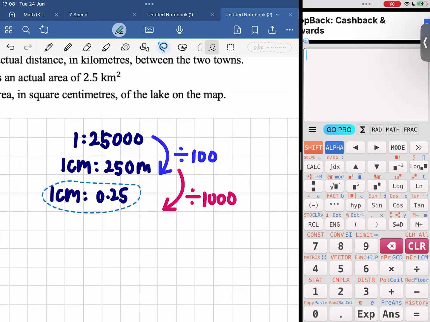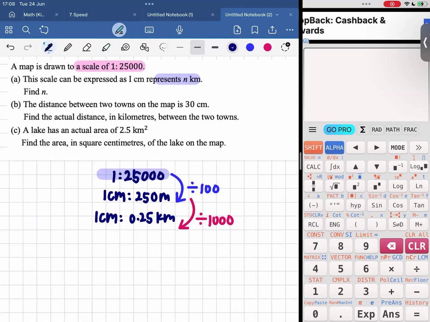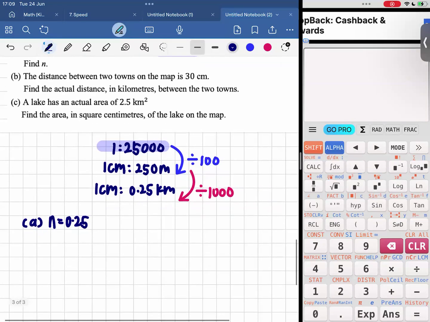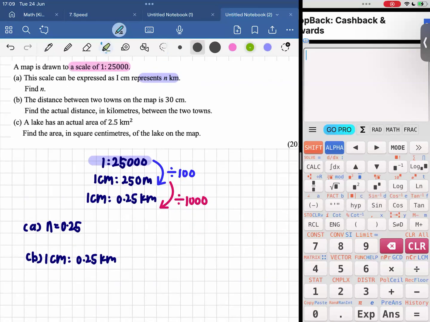So what I want you to note is when the units for the numbers are different, you have to write down the units. But if you don't write anything, then it's just in centimeter only. Okay, so for part A, they say this scale can be represented as 1 cm to n kilometers. So your n is actually equal to 0.25. Simple as that. Okay, so when we go to part B, we are going to keep using your scale from here. This is the scale that we have to follow because this is the map, I mean the scale.